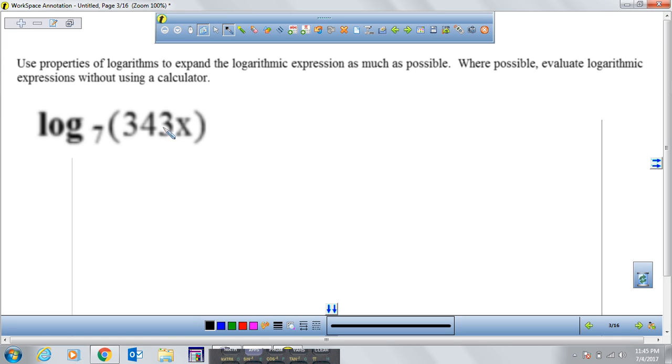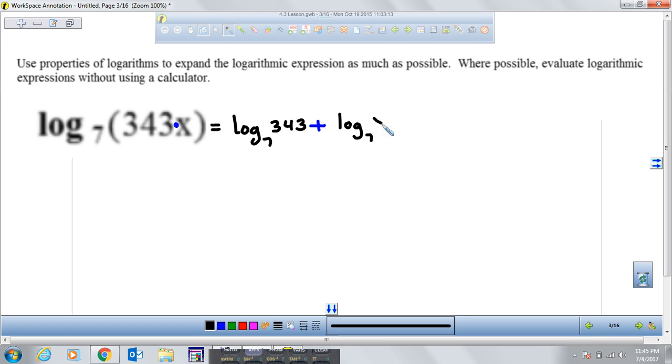In this one, you see that there is a multiplication right here inside. So when I have a multiplication inside of the log, this is the same as log base b of m times n, which is going to be the same as log base b of m, which is 343, plus the log base b of n, which is x. And this is the separation that we can use here. This is called the product rule. That's what we can see on this log.